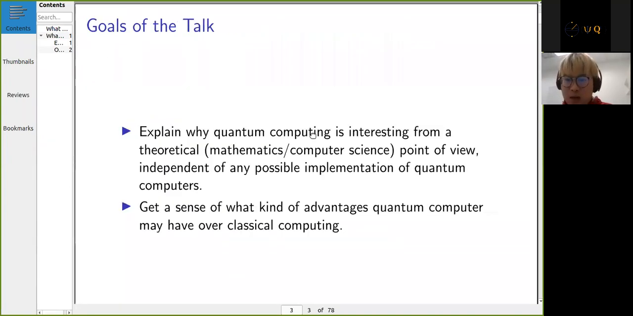So I'll explain today why quantum computing is interesting from a theoretical perspective, that is from the perspective of mathematics or computer science, independent of any possible implementation. So it doesn't matter if we're using, say, superconducting qubits or topological qubits, the theory behind it is still the same. And in the end, get a sense of what we might realistically achieve with quantum computers.